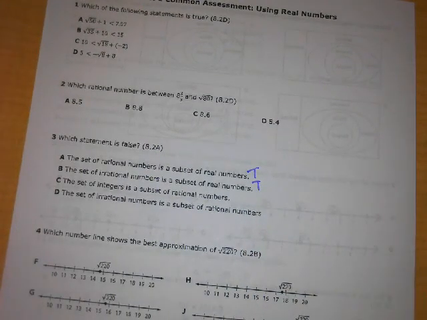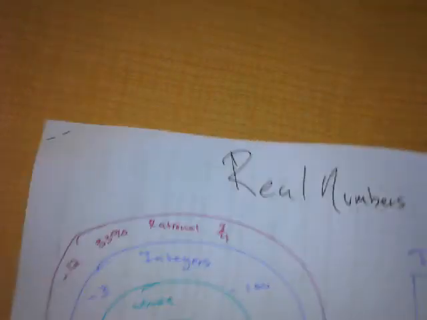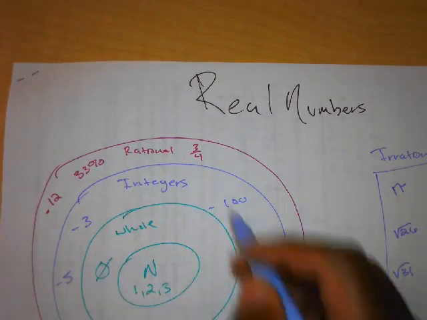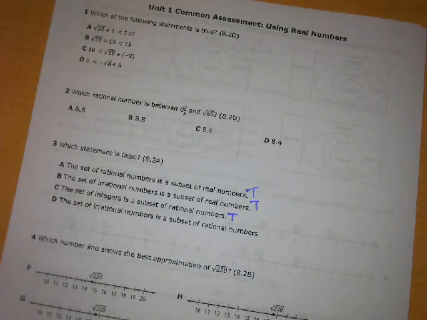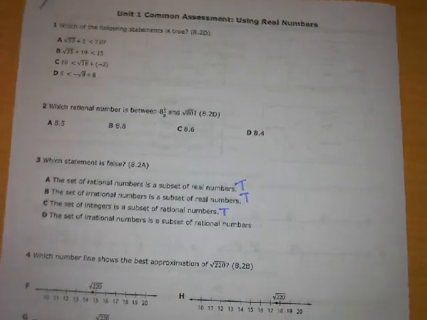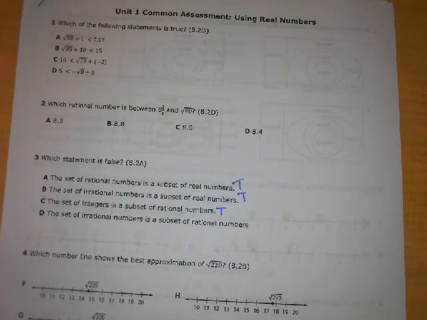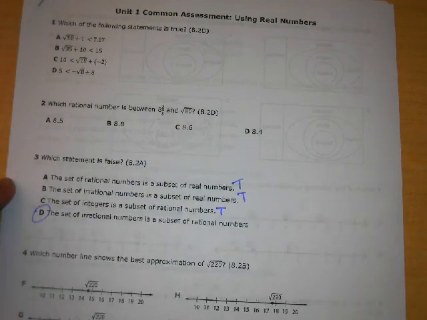It says the set of integers is a subset of rational numbers. And if you go back to the chart, it is. Integers is a subset of rational numbers. Therefore, that is true as well. The last one says the set of irrational numbers is a subset of rational numbers. Not true, because again, rational and irrational, they are separate. They don't like each other. So D is the correct answer there.